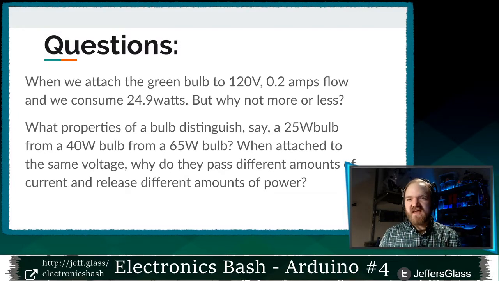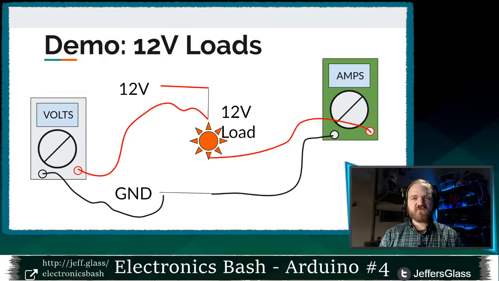The 120 volts is not something we had direct control over, right? That's set by the power company. But what is it about that particular light bulb that caused it to only draw 0.2 amps and consume 25 watts? What is the actual difference between this bulb and this bulb other than color? What makes this one a 25 watt bulb and this one a 40 watt light bulb? We attach them to the same voltage. Why aren't they doing the same thing? Good question. Let's do a little experiment.